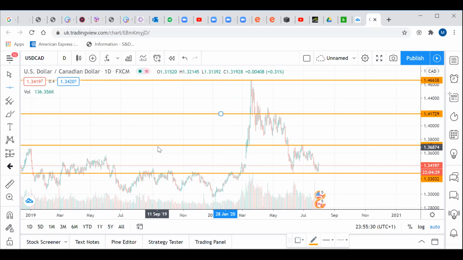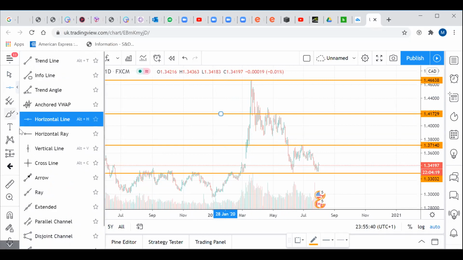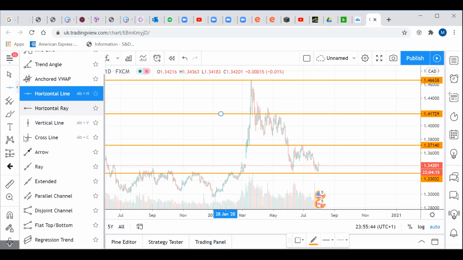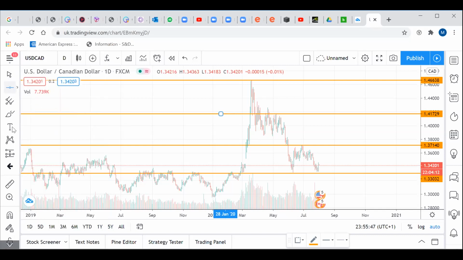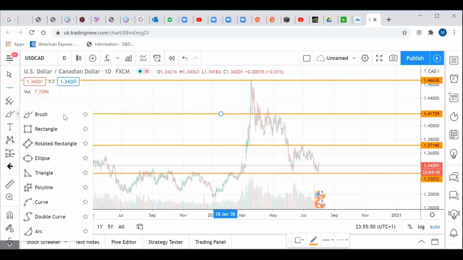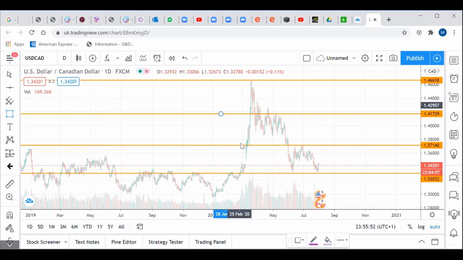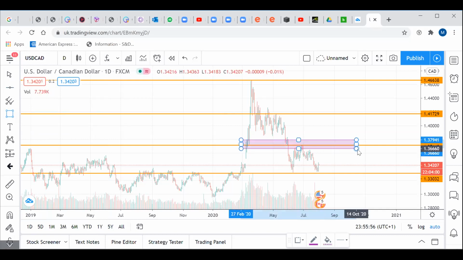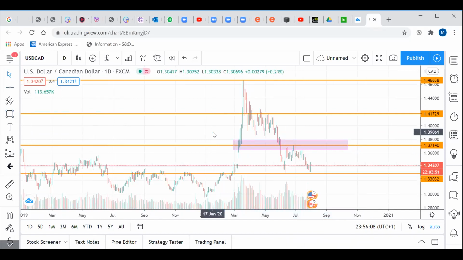Okay. Cool. All right, so we've drawn some resistance and support. Now I've used lines, but a lot of people like to use boxes because it's a zone. It's not a hard line. Some people like to draw an area like so. It's an area of support. That's how some people like to draw out their areas of support and resistance. It doesn't matter, as long as you are comfortable and you can see.